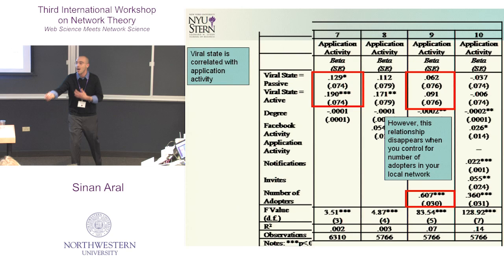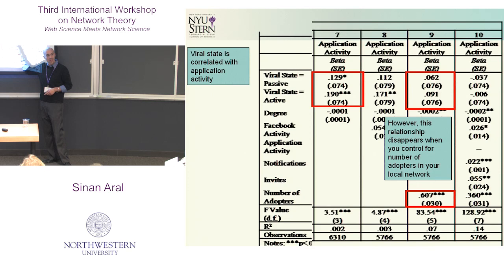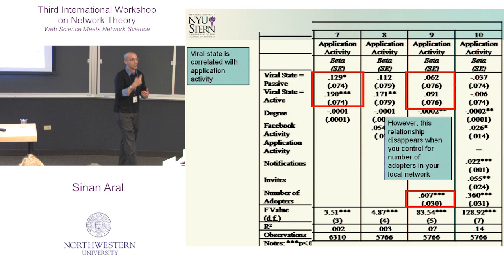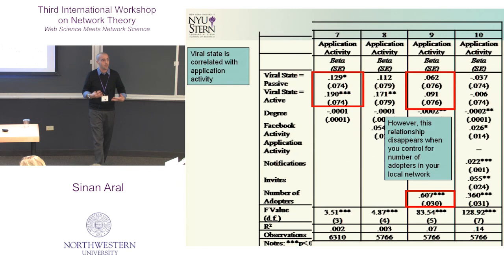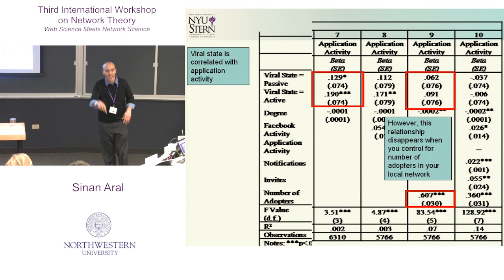And when you control for that, you see that that has the largest magnitude and the most precisely estimated relationship with your own use of the application. Each additional friend increases your use by about 60%. Okay? Now, it could just be that this is a function of me hitting the invitation button, right? Because I'm inviting my friends, I am generating more use.